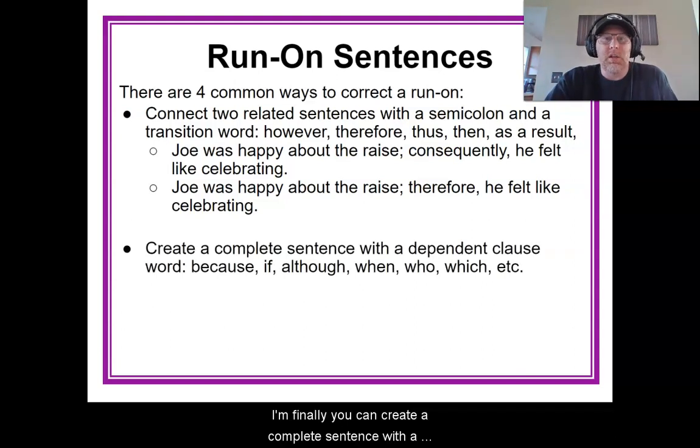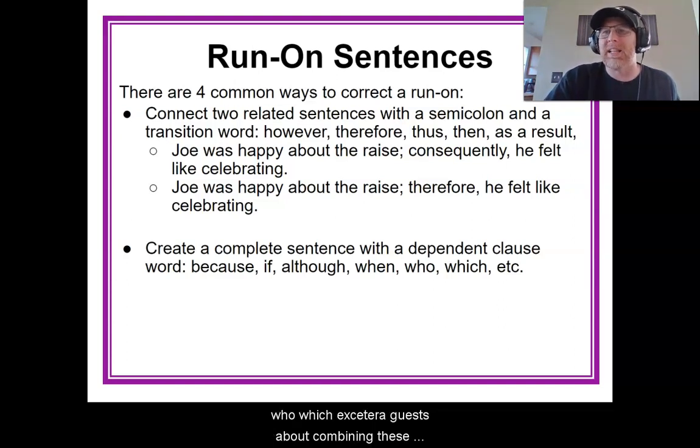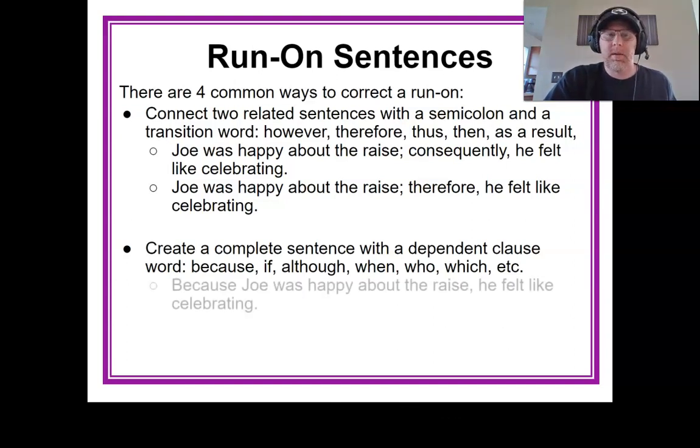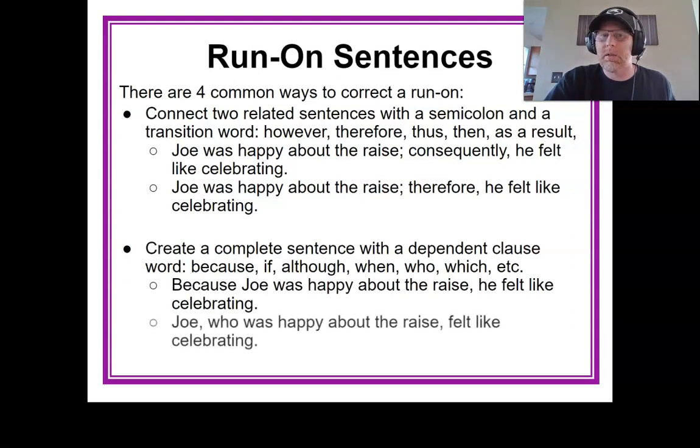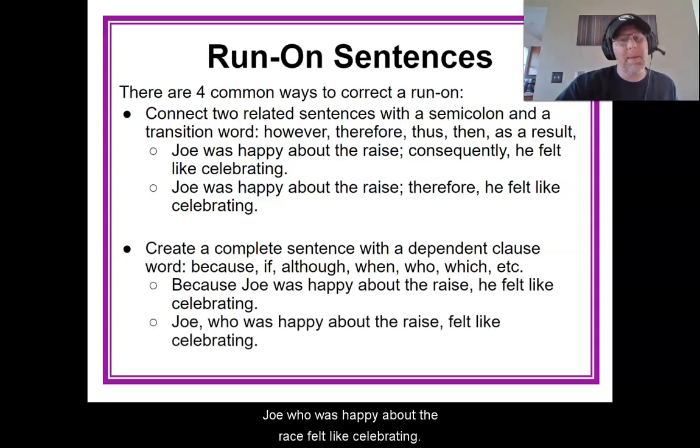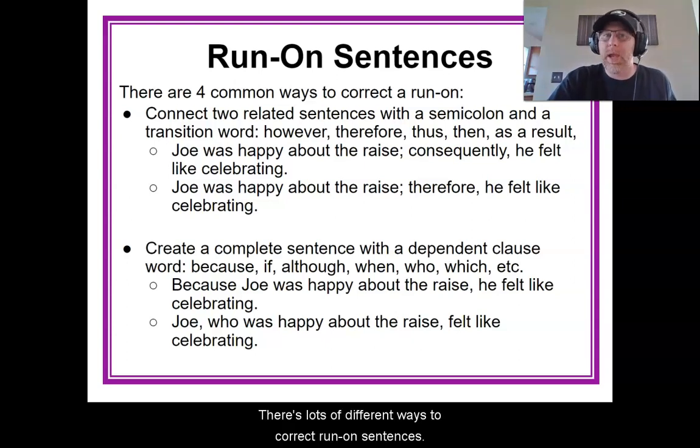And then finally, you can create a complete sentence with a dependent clause word like because, if, although, when, who, which, etc. Again, it's about combining these thoughts so that you have one complete thought. Because Joe was happy about the raise, he felt like celebrating. Joe, who was happy about the raise, felt like celebrating. So there's lots of different ways to correct run-on sentences.